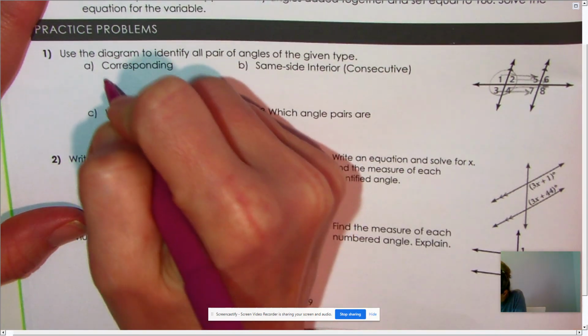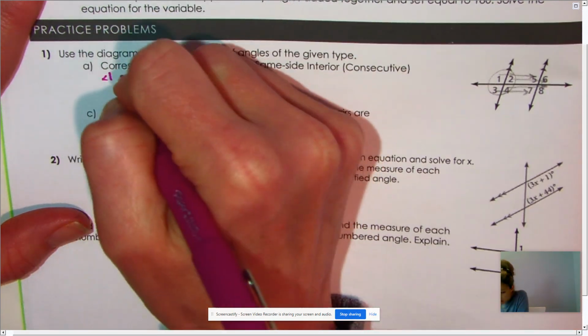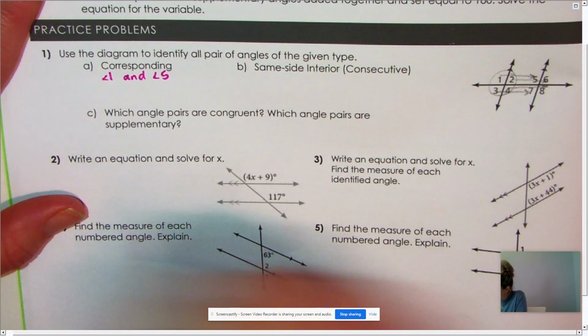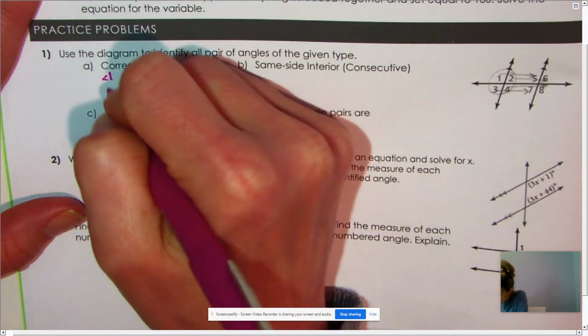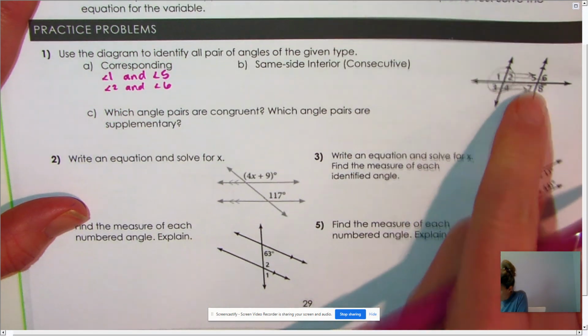Okay, so angle 1 is in a corresponding position to angle 5. So angle 1 and angle 5 would be on top of each other. 2 and 6 are in the same position. Angle 2 and angle 6. Angle 3 and angle 7.